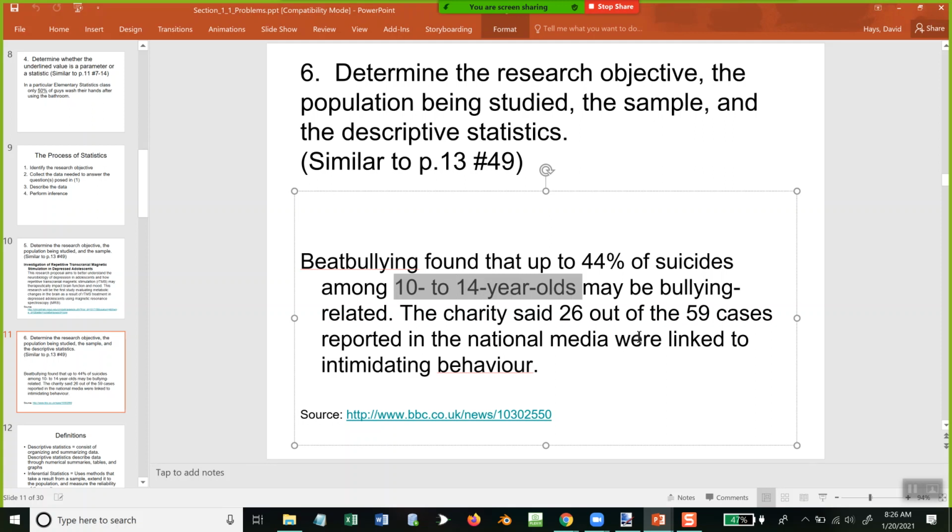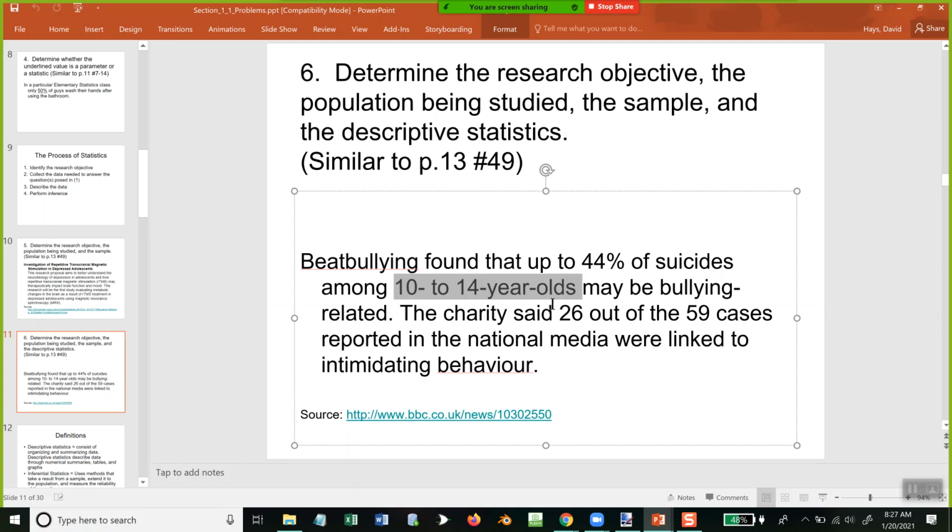And they were talking about, that they looked at national media to see if it indicated bullying. The sample, and they talked about the sample here, it's at 59 cases. So, 59 cases specifically out of the national media. They didn't go to the family members and so forth. They just looked in online newspapers.